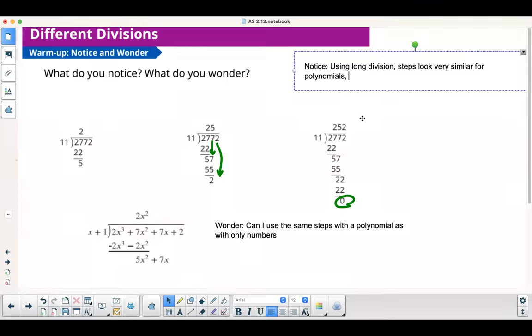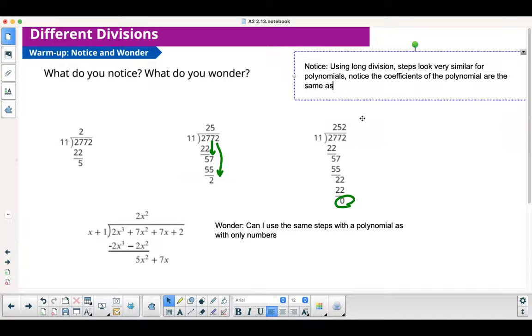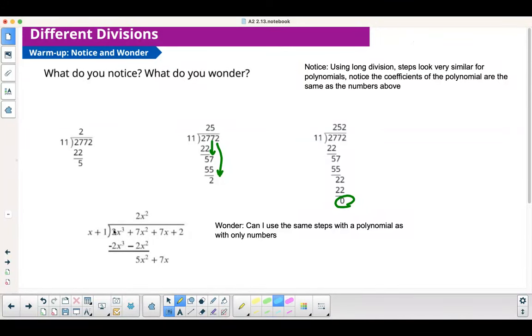Here's a notice. I notice the coefficients of the polynomial are the same as the numbers above. So what I'm saying here is the 2 matches the 2. The 7 in front of the x squared matches the first 7. This 7 matches that 7, and then the 2 at the end matches the 2 at the end, okay?